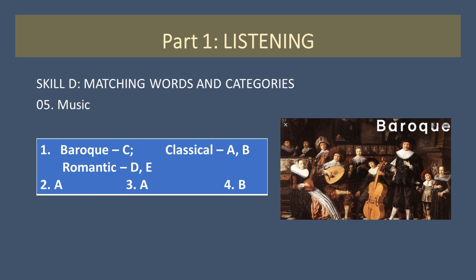Okay, so let's check, please. Number 1, Baroque, C. Classical, A and B. Romantic, D and E. Okay, number 2, A. Number 3, A. And number 4, B. Okay.